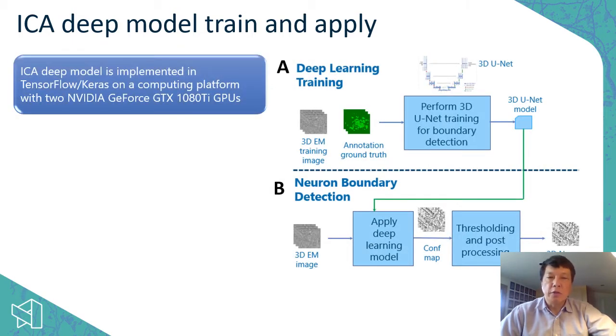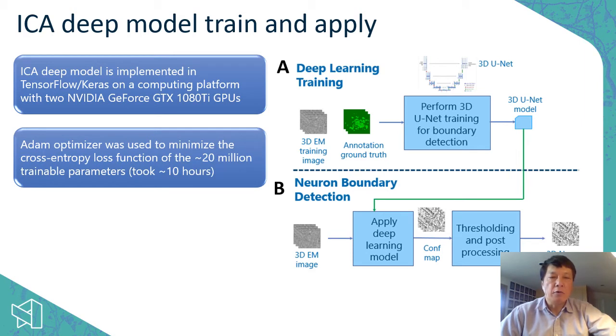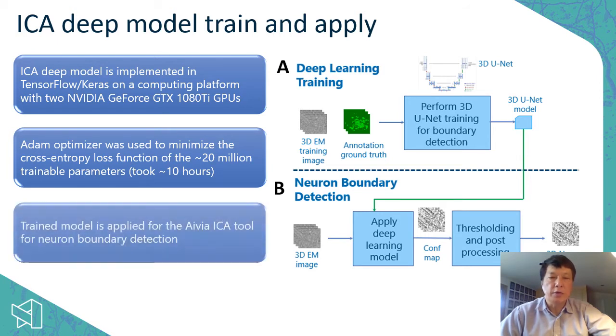This is an illustration of the deep learning training and apply. We implement the ICA Deep Model in TensorFlow Keras on a computing platform with two NVIDIA 1080 Ti GPUs. The Adam optimizer was used to minimize the cross entropy loss function of about 20 million trainable parameters. This took about 10 hours for training. And after training, the trained model is applied in the Alpha ICA tool for neuron boundary detection.